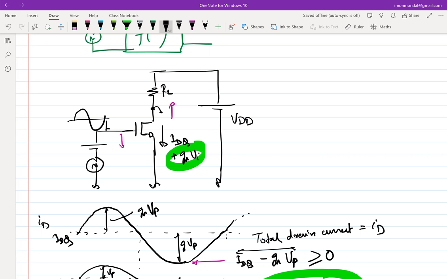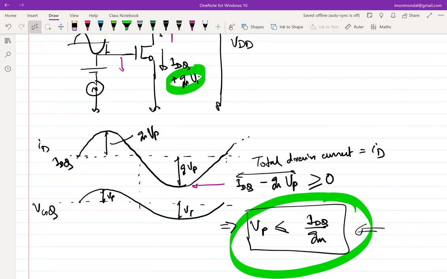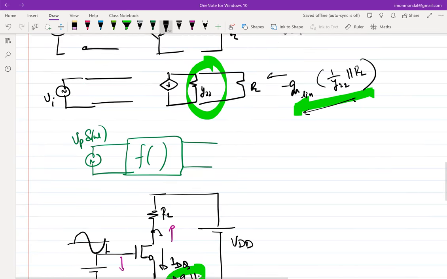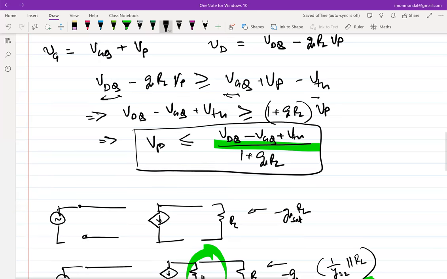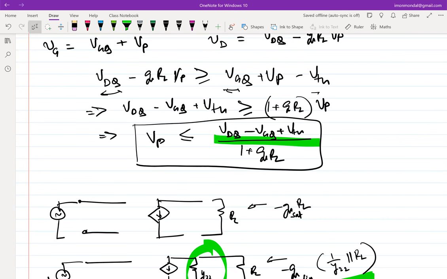So if we agree with this fact, we are getting two constraints on VP. One is the constraint that comes from setting the total current in a transistor to be greater than zero. Another constraint comes from ensuring that the transistor is in saturation. So you'll get two constraints. Which constraint will you choose? Which one is obviously smaller, right?